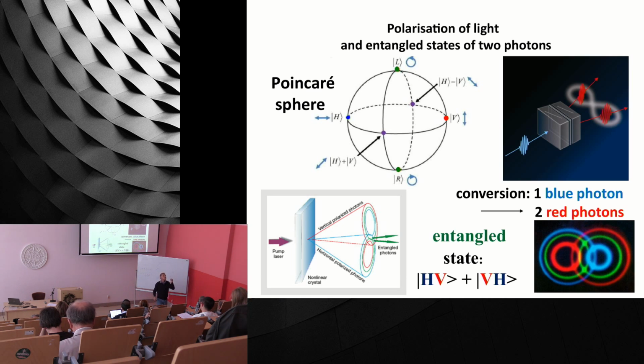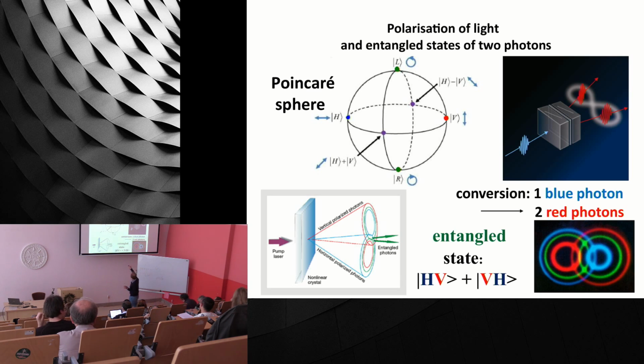So any polarized state of light corresponds to a point on this sphere. And then there is another interesting effect, which is related to nonlinear optics. If a blue photon, by the way, here color is important, blue, because it has larger energy, interacts with this nonlinear crystal, it can produce a pair of two red, so less energetic photons. So there are two of them.